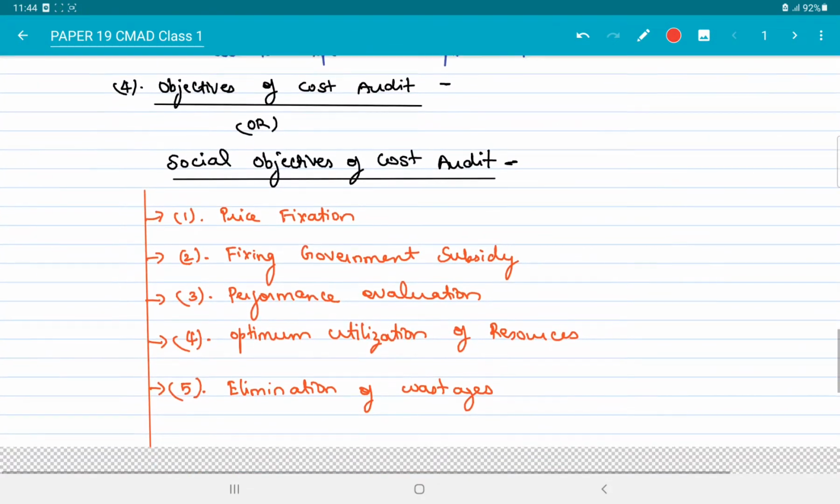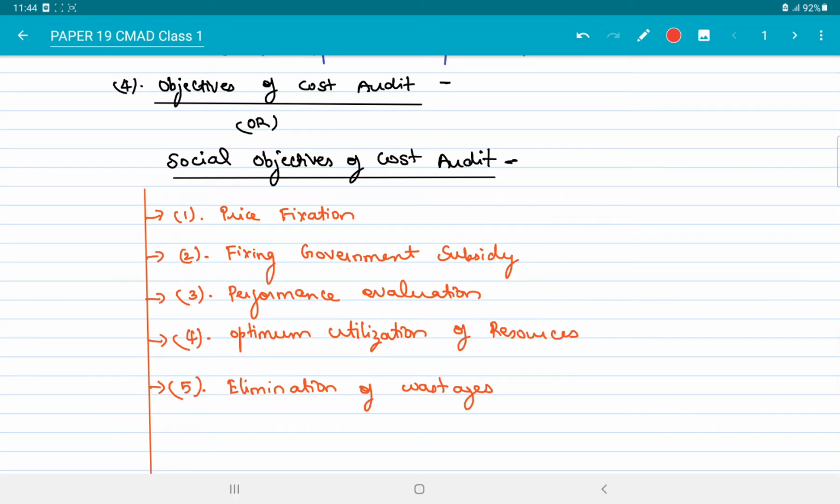What is the objective of cost audit? What is the social objective of cost audit? Either way, in the exam it will be asked. State the objectives of cost audit. State the social objectives of cost audit.